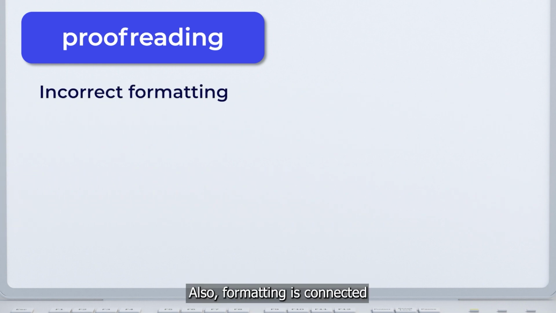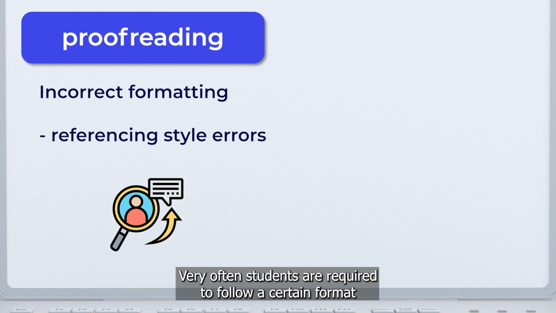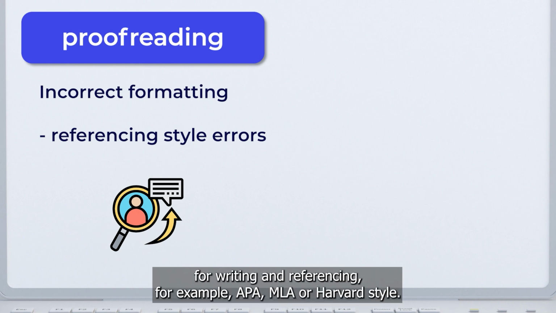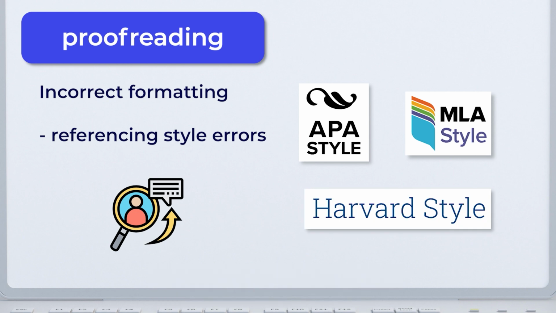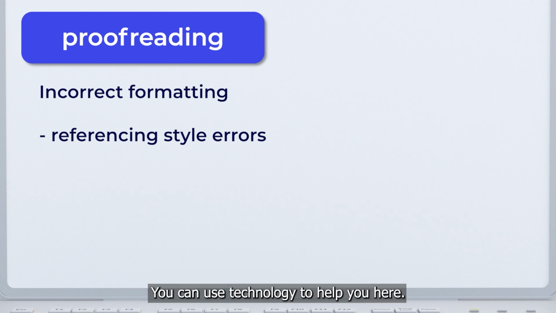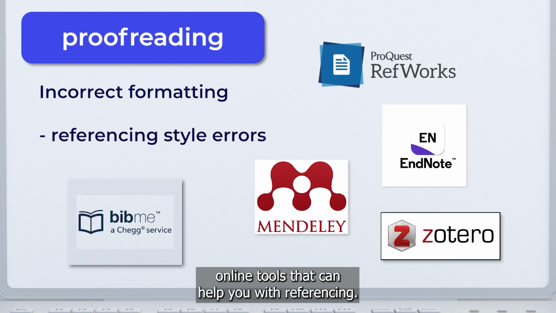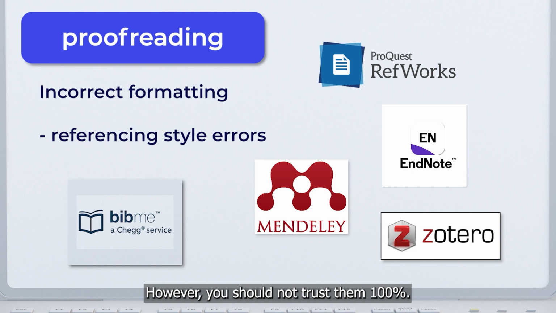Also, formatting is connected with referencing style errors. Very often students are required to follow a certain format for writing and referencing, for example, APA, MLA, or Harvard style. So make sure you check that your work adheres to these guidelines. You can use technology to help you here. There are many programs and online tools that can help you with referencing. However, you should not trust them 100%. Sometimes they make mistakes, for example, confusing first names and surnames of authors. So be careful with that.